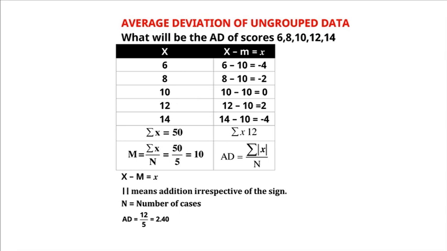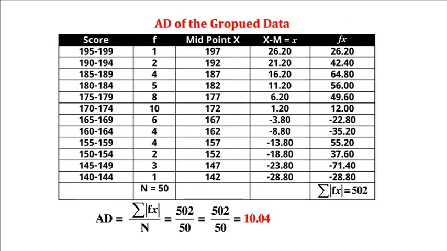Small x as in the standard deviation: 6 minus 10 is minus 4, 8 minus 10 is minus 2, 0, 2, and 4. Now, sigma bar x, addition irrespective of the sign: 4, 6, 8 and 12. This value is 12 and n is 5, AD is equal to 12 by 5 is equal to 2.40. So, this is the average deviation when the data is in the ungrouped form. Now, how to calculate it when the data is in the grouped form?